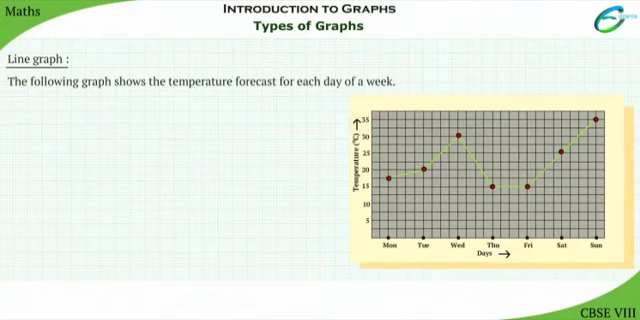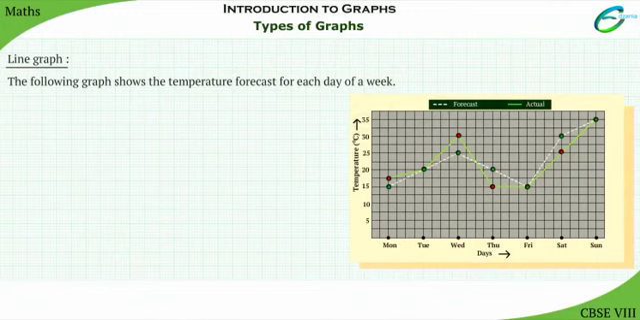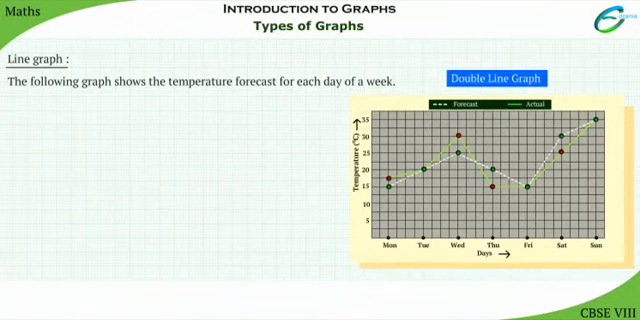Thus now, we can compare the actual temperature and forecast. Here we have the graph which shows both temperature forecast and actual temperature. The graph is a double line graph. Graphs that have double lines in the same graph are called double line graphs.